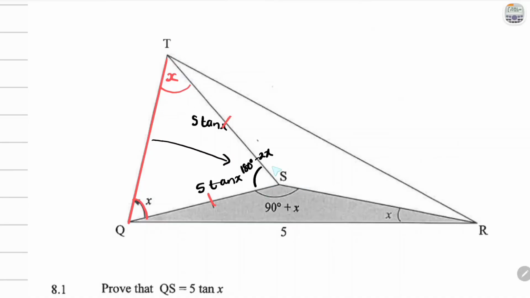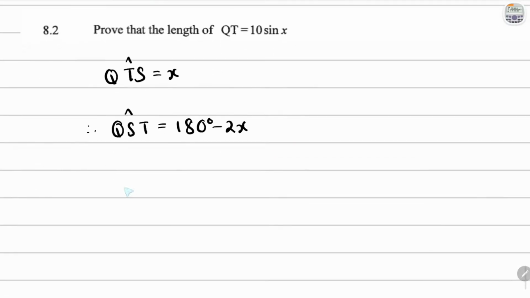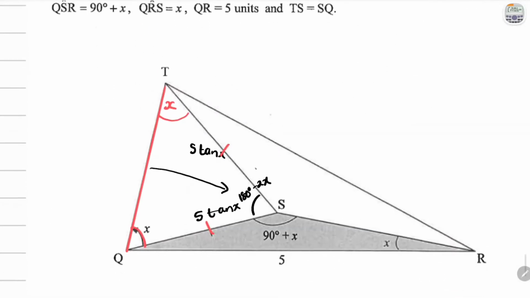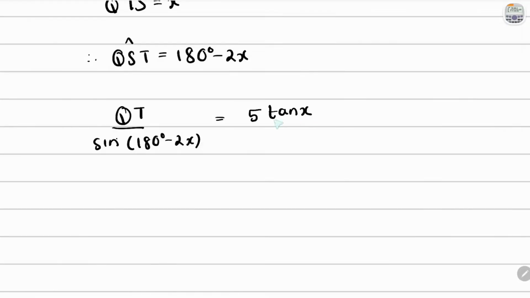So we'll say QT over sine of the angle opposite, which is 180 degrees minus 2x. That's QT over sine of 180 degrees minus 2x. And this will be equal to, we'll take another pair that is complete. The other pair that we have complete is this, well, both are complete really because they both have 5 tan x. So you can just pick one. We can just go ahead and take this. So we'll take 5 tan x as the side opposite sine x as the angle. Okay, so that's 5 tan x over sine x.